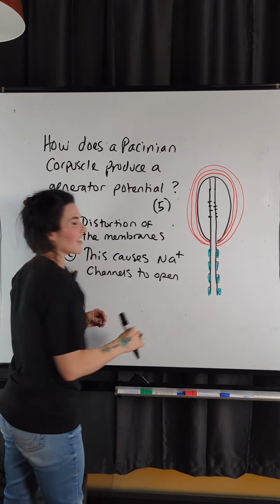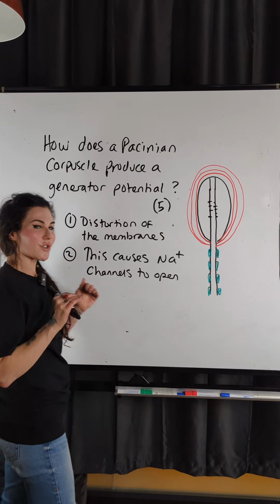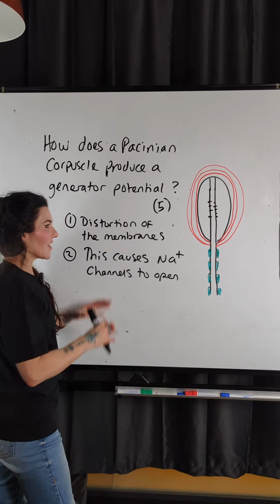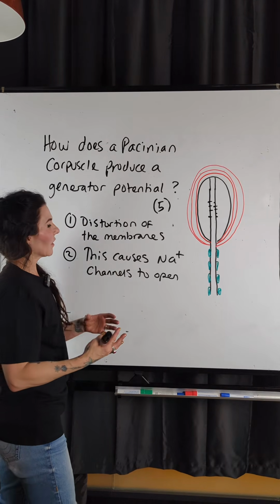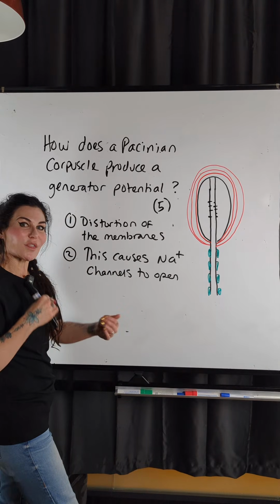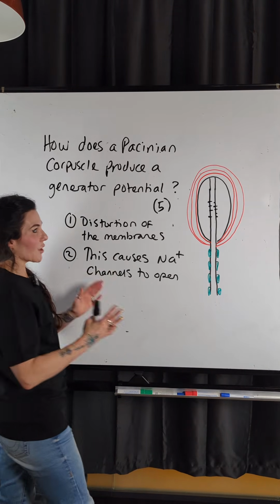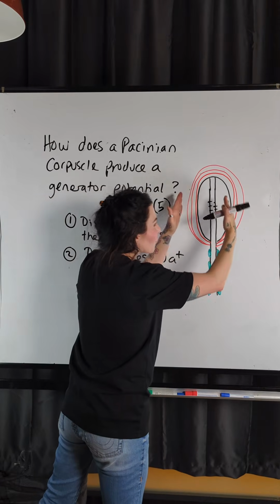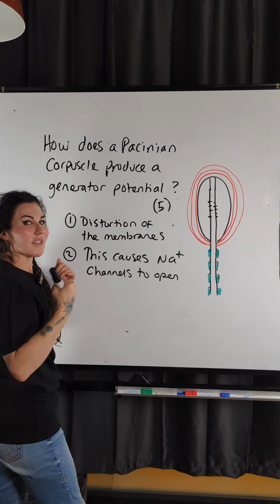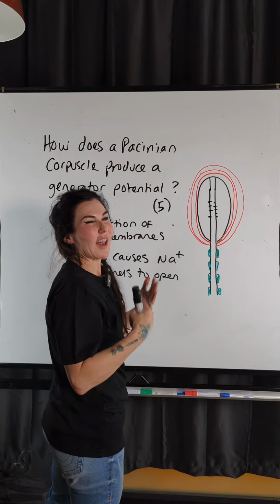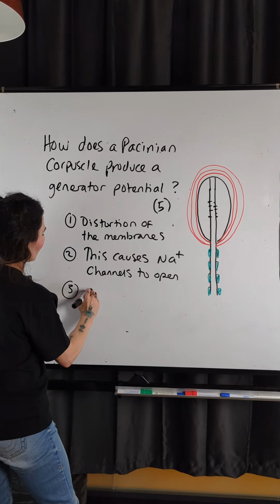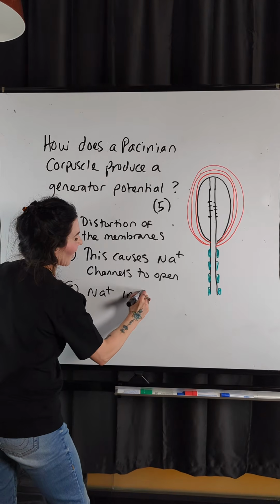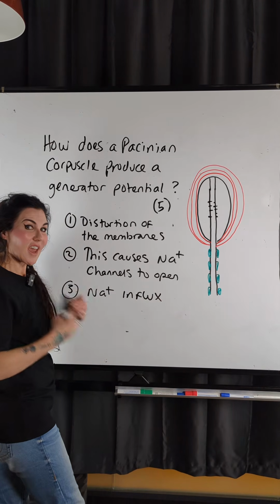Now, we can call these stretch-mediated sodium ion channels because it's the stretch or the pressure applied to them that brings about their opening. Once open, we get the sodium ion influx, where sodium ions from the outside rush into the sensory neuron, down their electrochemical gradient or diffusion gradient. We can call that sodium ion influx.